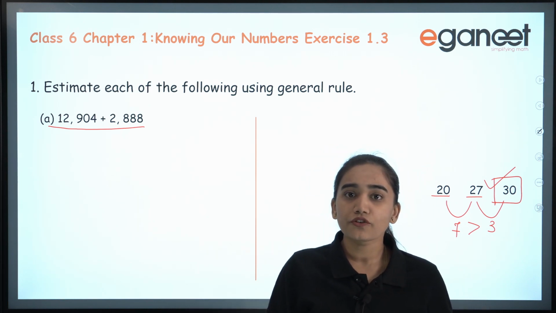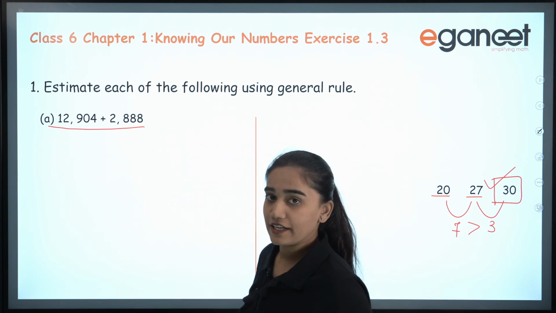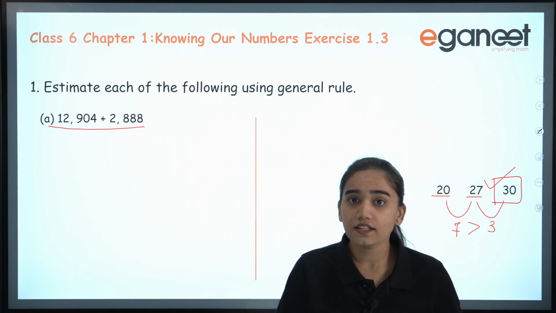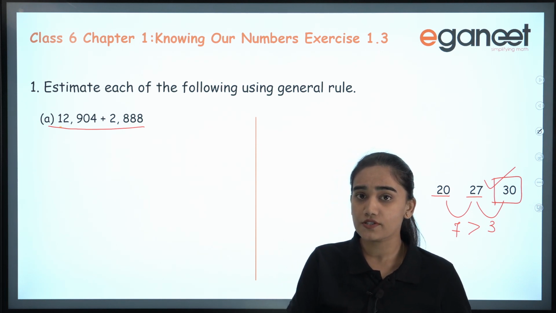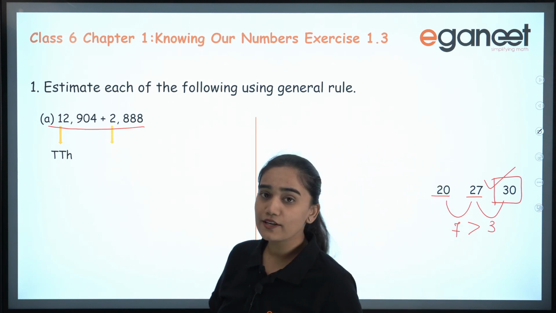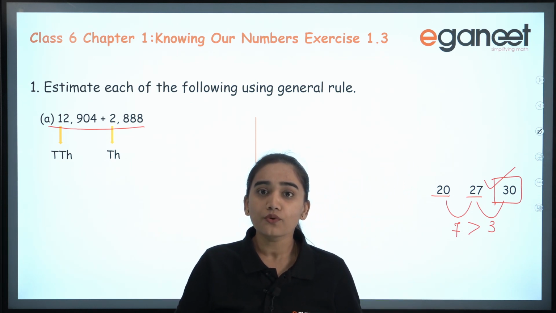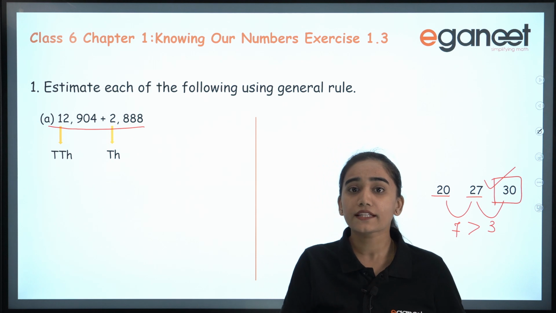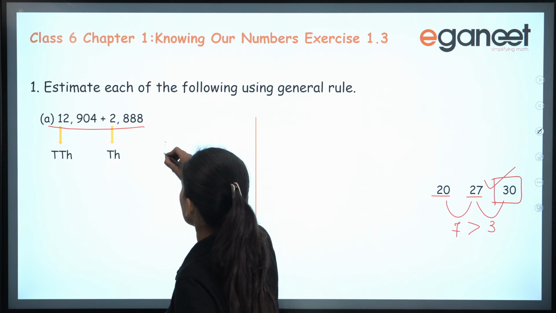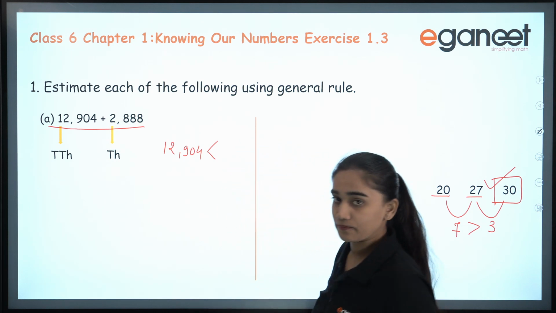So let us round off the given two numbers to add them. The first number is 12,904. What we need to do here, let us first compare the place values of the given two numbers. So here the place value of 1 is 10,000 and the place value of 2 is 1,000. So clearly we have to round off the given two numbers to their nearest, yes, correct, thousands place. So let us round off 12,904 to its nearest thousands place.